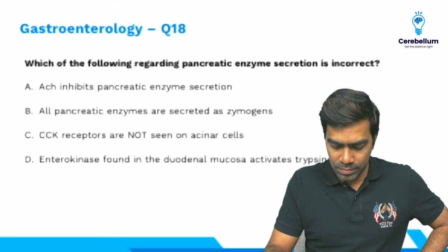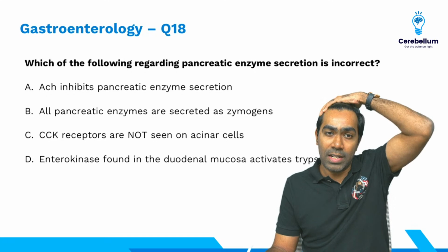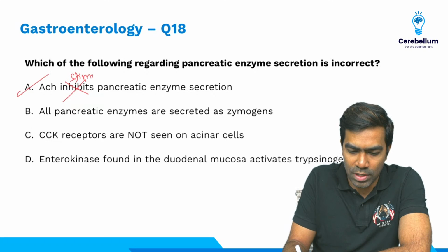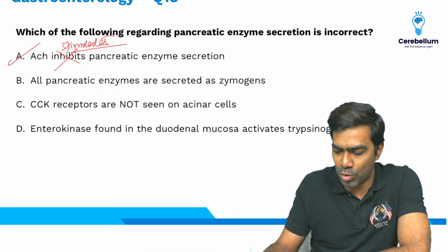Okay. 18th question. This is based on physiology. Which of the following regarding pancreatic enzyme secretion is incorrect? Acetylcholine inhibits pancreatic enzyme secretion. That's incorrect. So that's the right answer, because acetylcholine basically stimulates pancreatic enzyme secretion. Everyone knows that all pancreatic enzymes are secreted as zymogens. This is correct. Okay. CCK receptors are not seen on acinar cells.